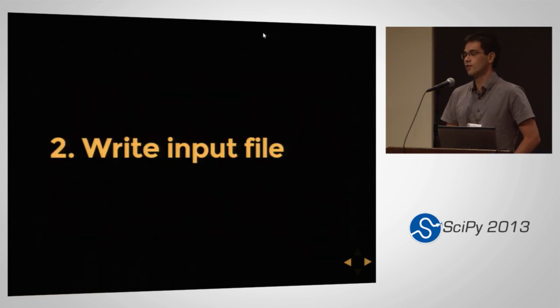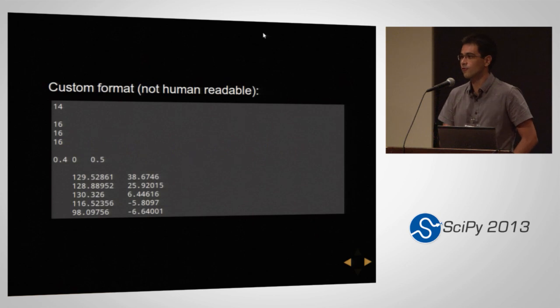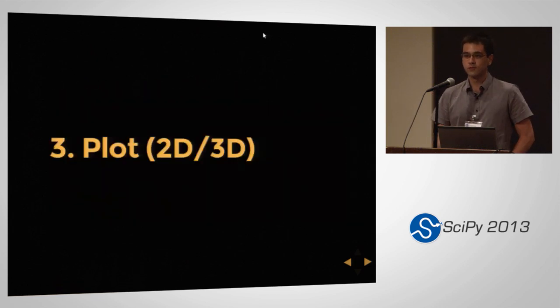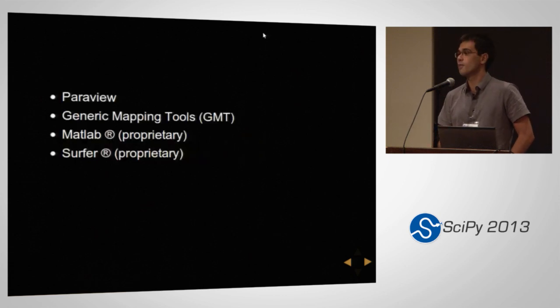And so it's not very simple. You spend a lot of time doing the I/O, and then you write an input file, which is usually a custom format that no human could read. If you just look at that, I have no idea what those input parameters are. Then third, you'd go on, run your software, and go plot it in 2D or 3D. You'd usually go to a tool like ParaView, or the Generic Mapping Tools, which is very popular in geophysics, or Matlab or Surfer, which are proprietary.